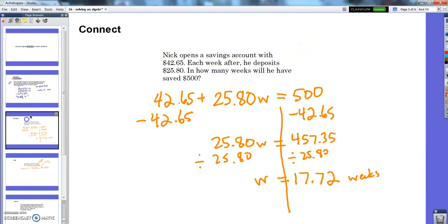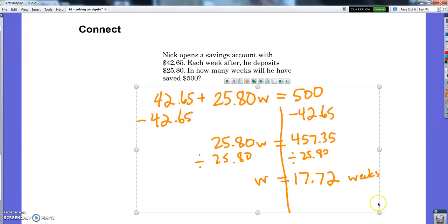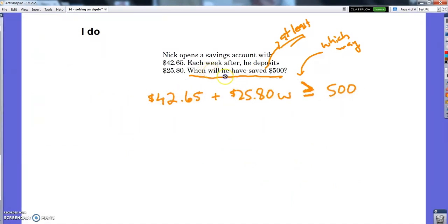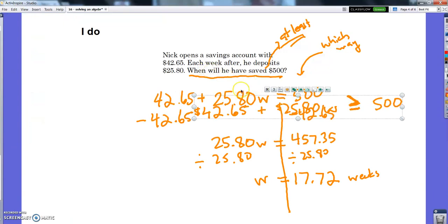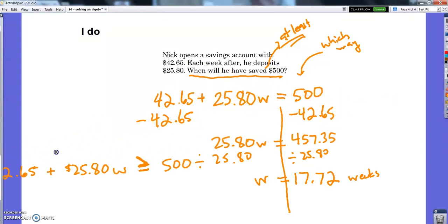And I solve this exactly the same way. If I go back and even copy this over, the steps to solving an inequality are exactly the same as solving an equation. You just have a different sign. I don't have room for both, do I? Oh well.